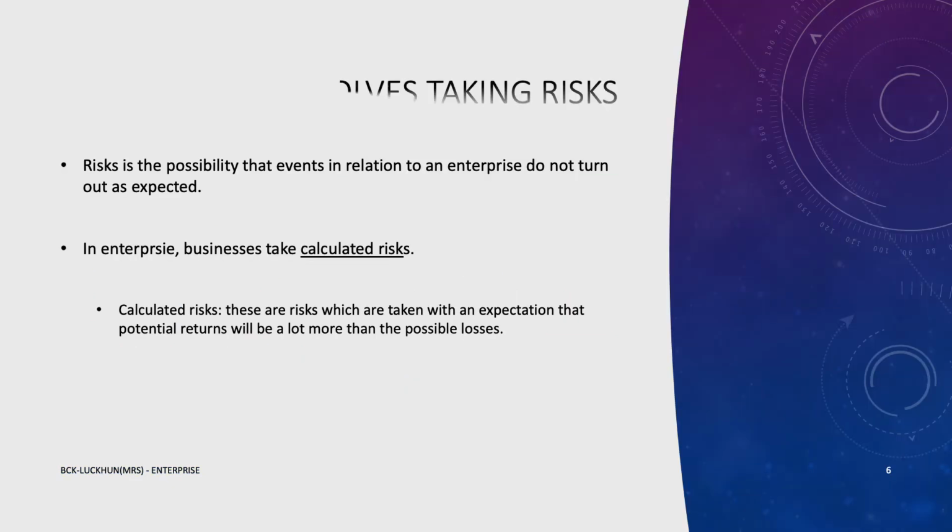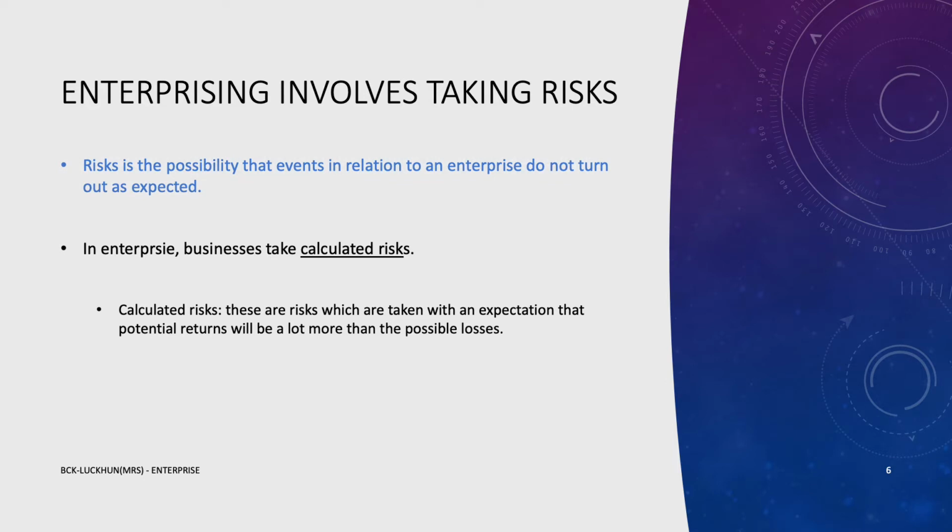The second feature is that enterprising involves taking risk. Risk is the possibility that events in relation to an enterprise do not turn out as expected. That is, here there is no guarantee that a new enterprise will be a success. For example, in many countries, over half of the businesses which started in 1 year fail by the end of the next year.